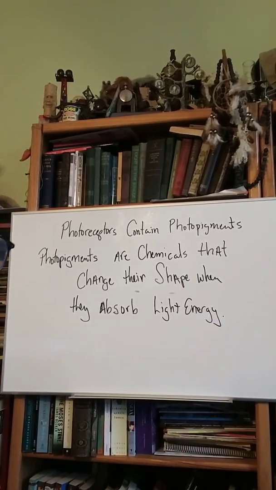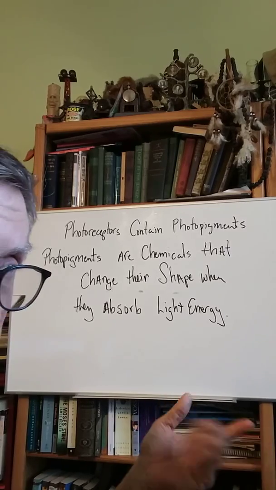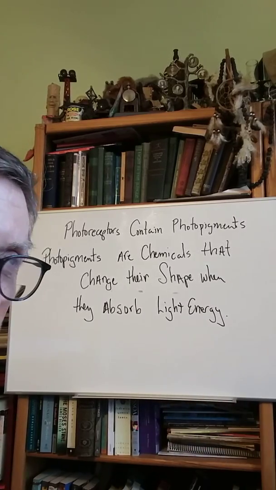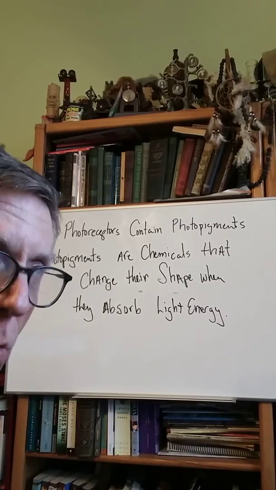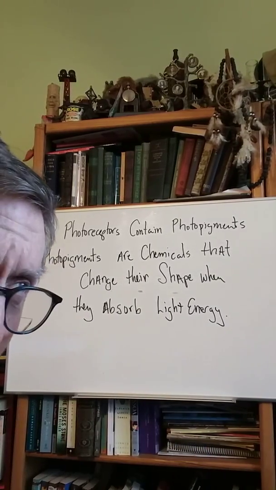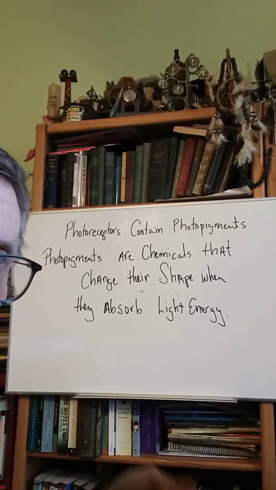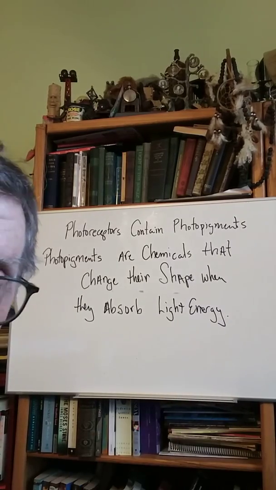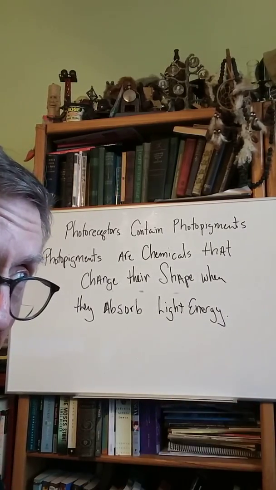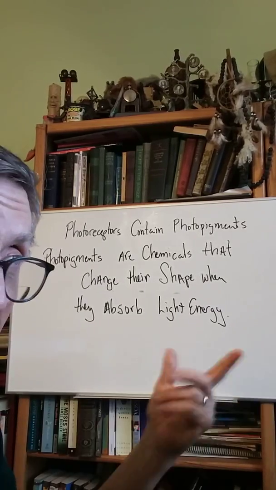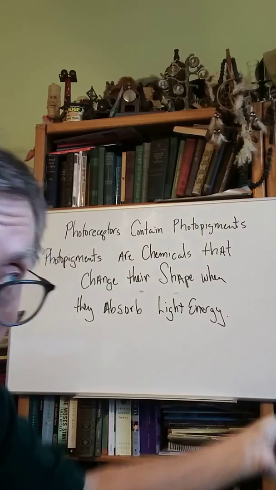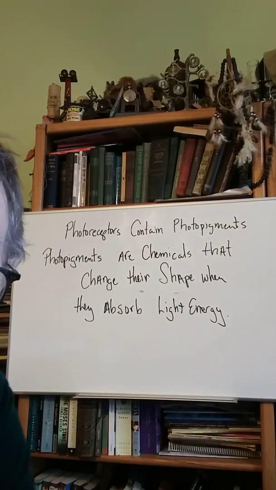This is the chemical that is found in the rods, and there are very closely related chemicals that will be found in the cone cells. So what's going to happen is rhodopsin is going to change shape, and it's this shape change that is going to result in the sending of a signal through the bipolar neuron, through the ganglion, back to the brain.